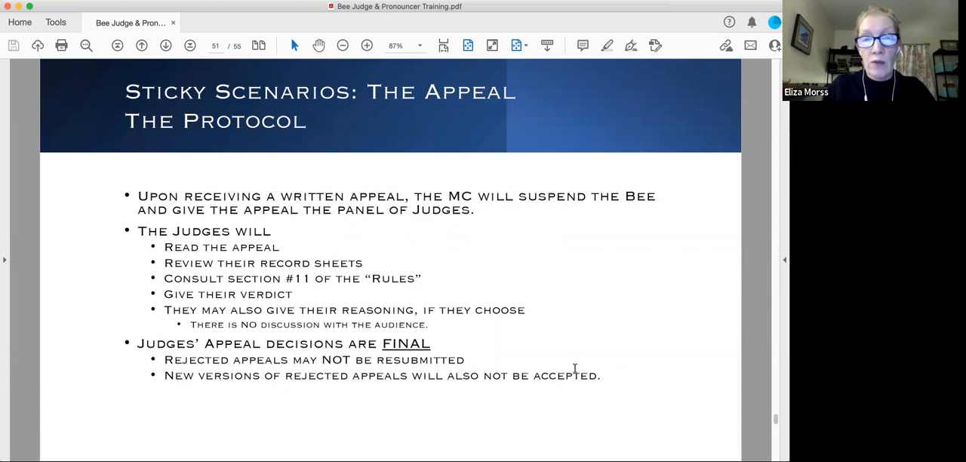This is what they do. They review their record sheets. So they look at the appeal, they see the problem. They're going to go back immediately to their record sheets. They're going to see speller number 6, the situation, and they're going to look at it again. And they're going to consult, if they need to, section 11 of the rules. Often, if the judges decided that a child is out, they'll look down at their written sheets and they'll see that the child should have been out. Yes, there was no discussion. But if necessary, they'll consult section 11 of the rules.